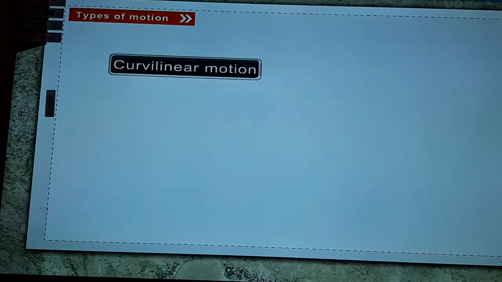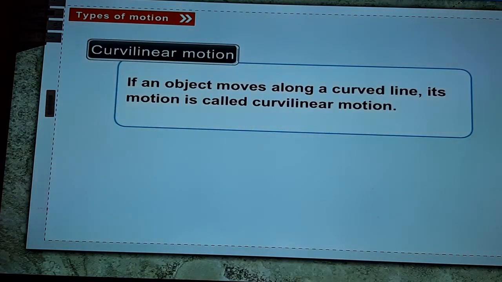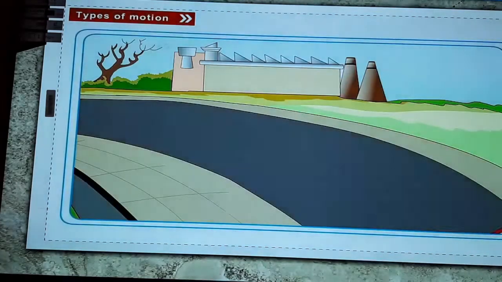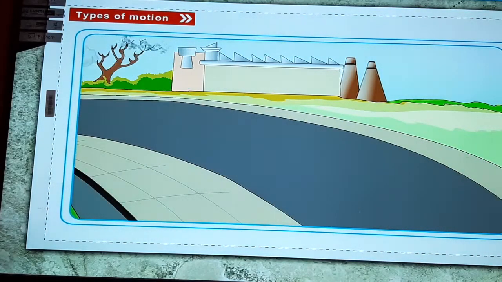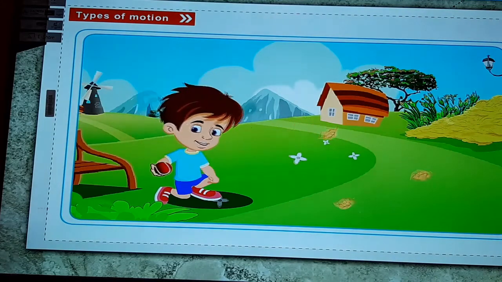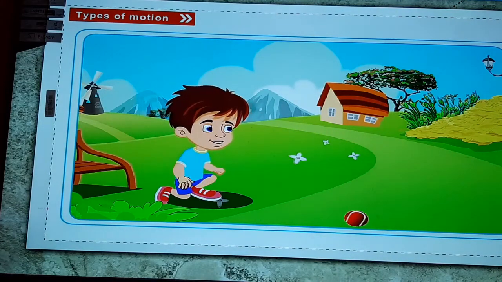Curvilinear motion. If an object moves along a curved line, its motion is called curvilinear motion. Some examples of curvilinear motion are a car moving along a curved path and a ball thrown by a boy.